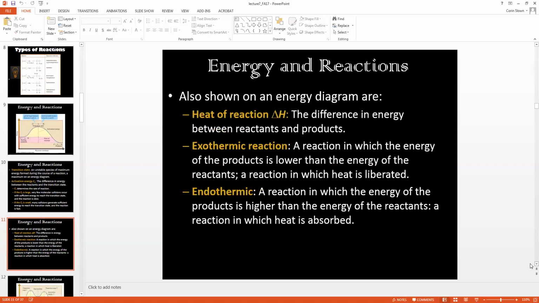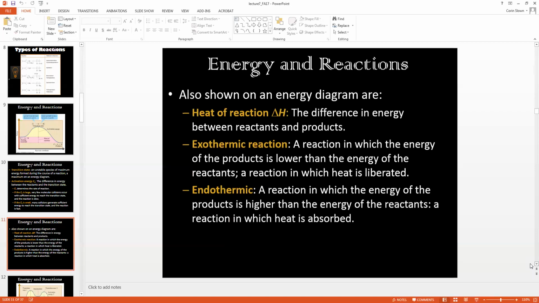When we're drawing an energy diagram, it's important that we think about the heat of the reaction. This again is the difference in energy between the reactants and products. And then it's important that we make the distinction between an exothermic reaction, which is a reaction in which the energy of the products is lower than the energy of the reactants, so I'm giving off heat or energy, versus endothermic. This is a reaction in which the energy of the products is higher than the energy of the reactants. So this is going to be a reaction in which heat is absorbed.